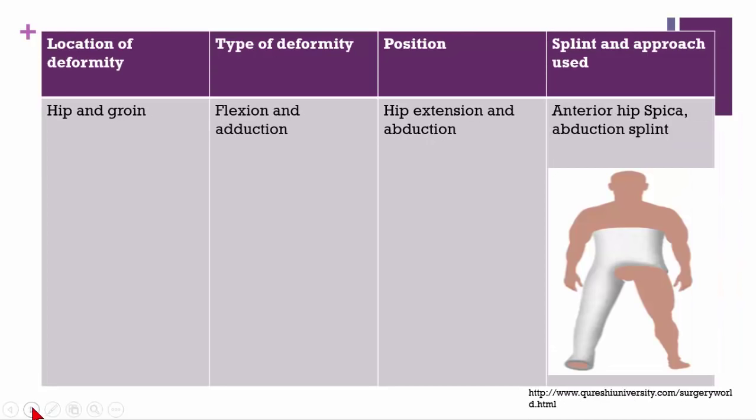Let's have a look at hip or groin region deformity. The patient is having flexion and adduction deformity, so for that we will keep their hip in extension and abduction. So an anterior hip spica splint we can use for this kind of patient.